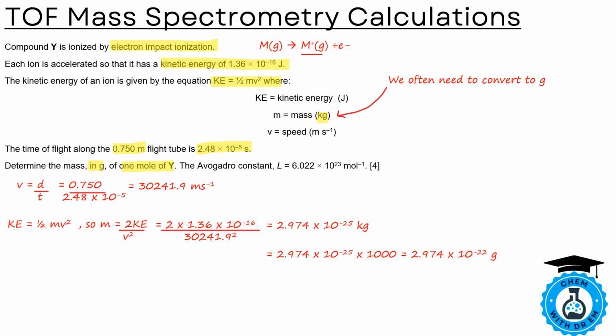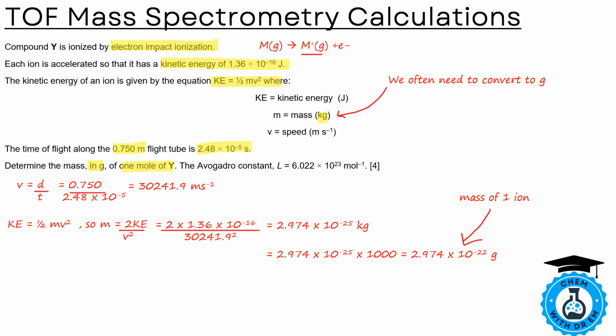Okay, so now we have the mass in grams, but this mass in grams is the mass of the 1 ion that hit the detector in the mass spectrometer. And the question asked us to work out the mass in grams of 1 mole. Now we know the mass of 1 ion. We also know that within 1 mole there will be 6.022 times 10 to the 23 of these ions.